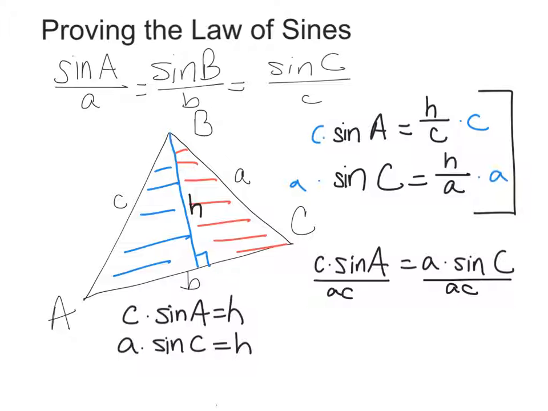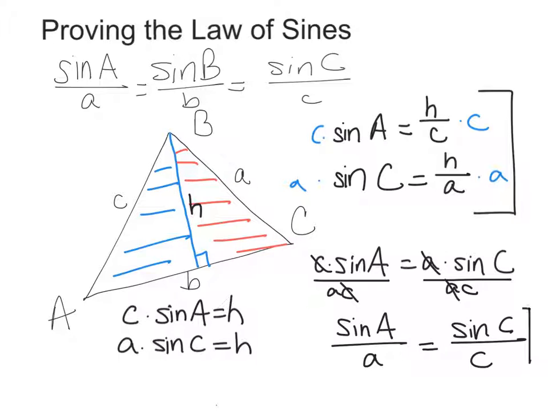If I divide by a and c, the c's cancel and the a's cancel, therefore leaving sine of angle A divided by A equals sine of angle C divided by C. And you have just proven the law of sines.